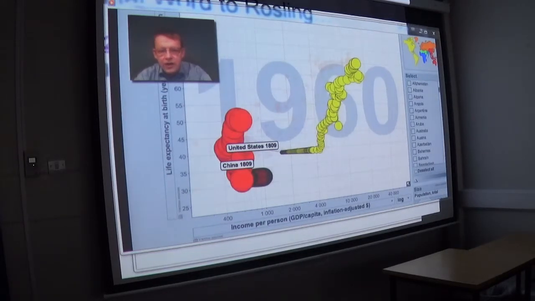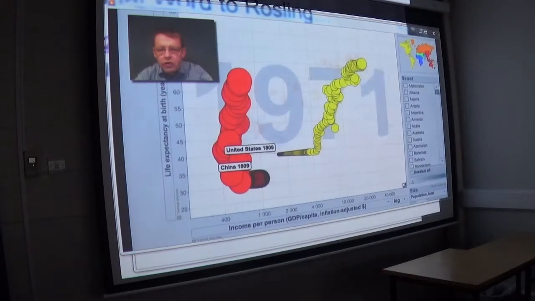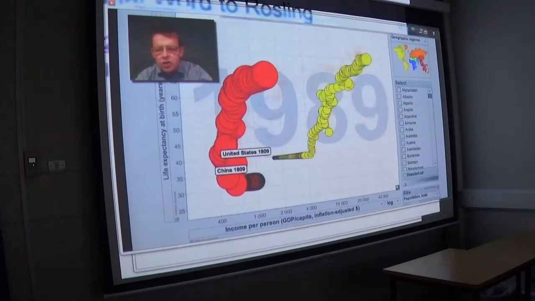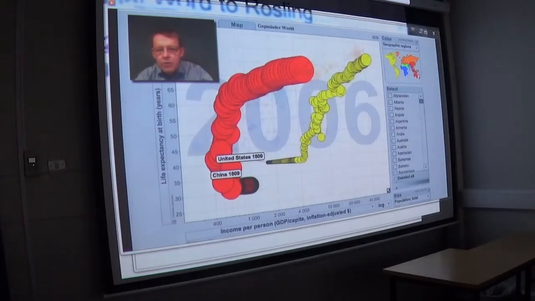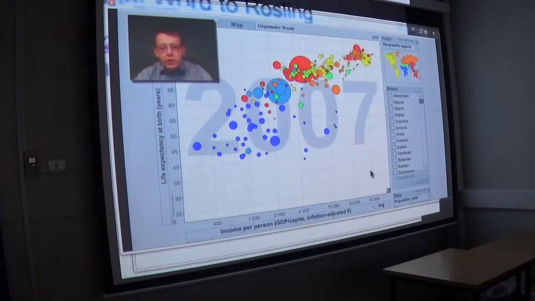That was, of course, the Great Leap Forward. That was what Mao Zedong called it. In fact, it meant a leap downwards. But eventually, China got a better health and then started with a fast economic growth and is catching up with the United States. And today, the world looks like this.